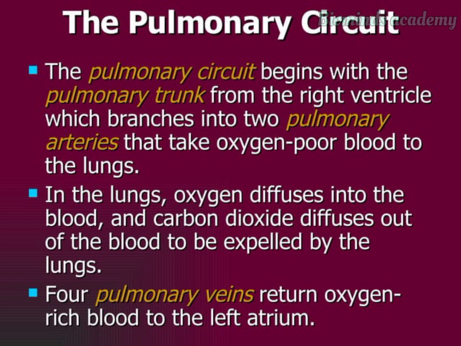Four pulmonary veins return oxygen rich blood to the left atrium. So the pulmonary circuit efficiently transports the deoxygenated blood to the lungs, where it is oxygenated and then returns to the heart to be pumped into the systemic circulation.